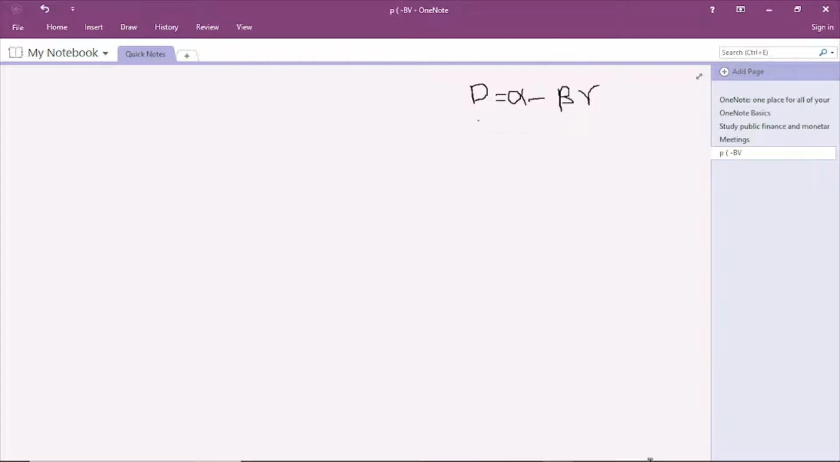If you want, you can write it like this. Demand is equal to just A minus B P, if you want. The reason I've put P here is because P stands for price, and D stands for demand. So there is a relationship between price and demand. This equation shows a relationship between price and demand. So I just wanted to clarify that equation which you saw in the slideshow that I showed you.